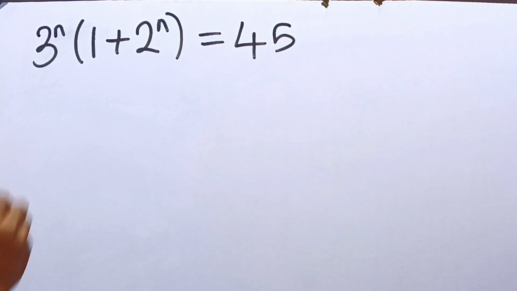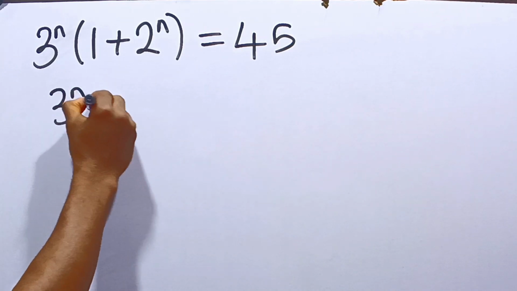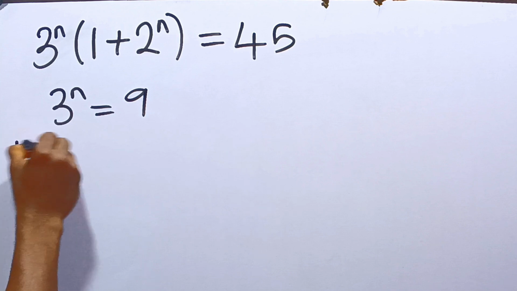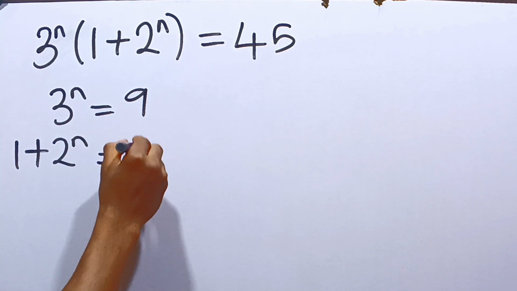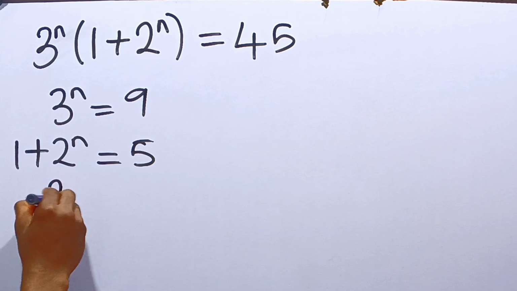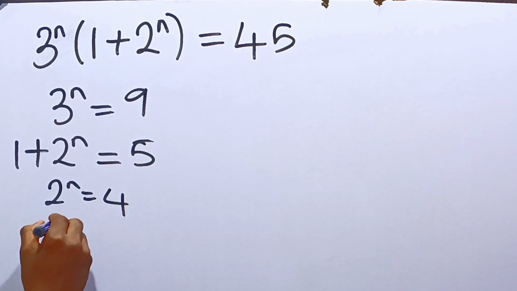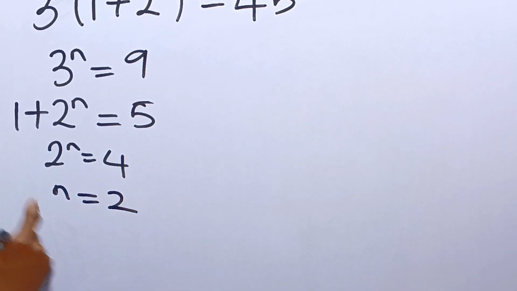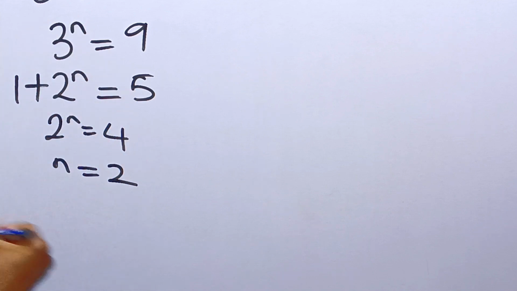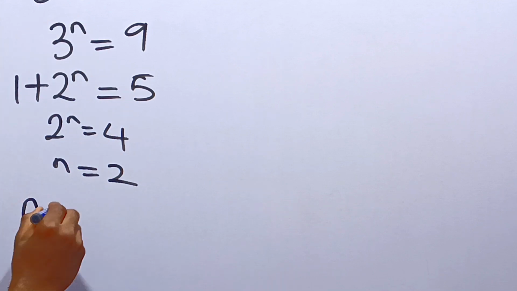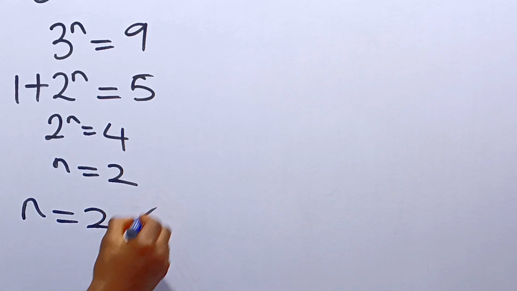So for the third one, we have that 3 raised to the power n is equal to 9 and 1 plus 2 raised to the power n is equal to 5. From here we have that 2 raised to the power n is equal to 4, implying that n is equal to 2. If you put n as 2 in here, you have 3 raised to the power 2 to be equal to 9. So you can conclude that n here is equal to 2. And this becomes the final answer for n in this question.